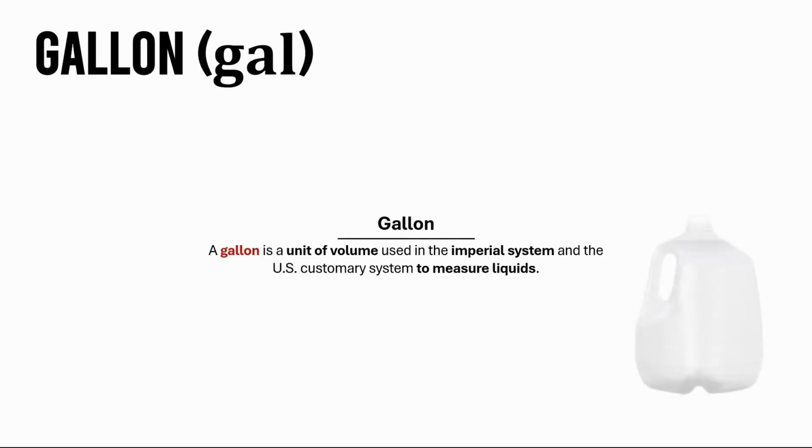Gallon. A gallon is a unit of volume used in the imperial system and the US customary system to measure liquids. This is a typical gallon container in the US, commonly used for everyday liquids, like milk and water.